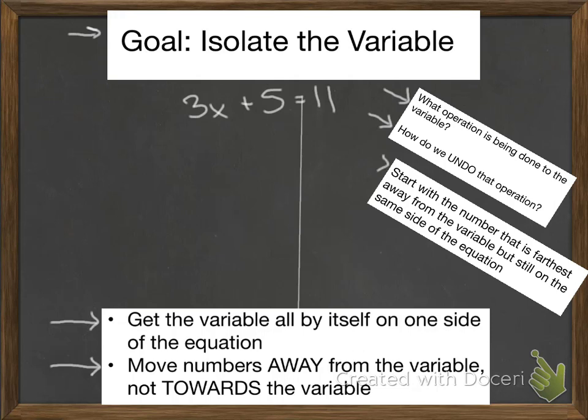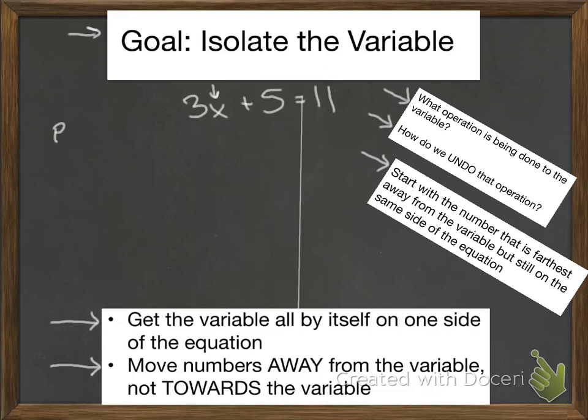And generally speaking, you want to start with a number that is farthest away from your variable. In our case, our variable is x, but still on the same side. So just literally using a ruler or just looking at it visually, which number is farther away? Is the 3 farther away from the x or the 5 farther away, but still on the same side? Hopefully you agree that the 5 is farther away. So again, we start on the outside, from the number that's farthest away from the variable, but still on the same side, and then we work inwards.